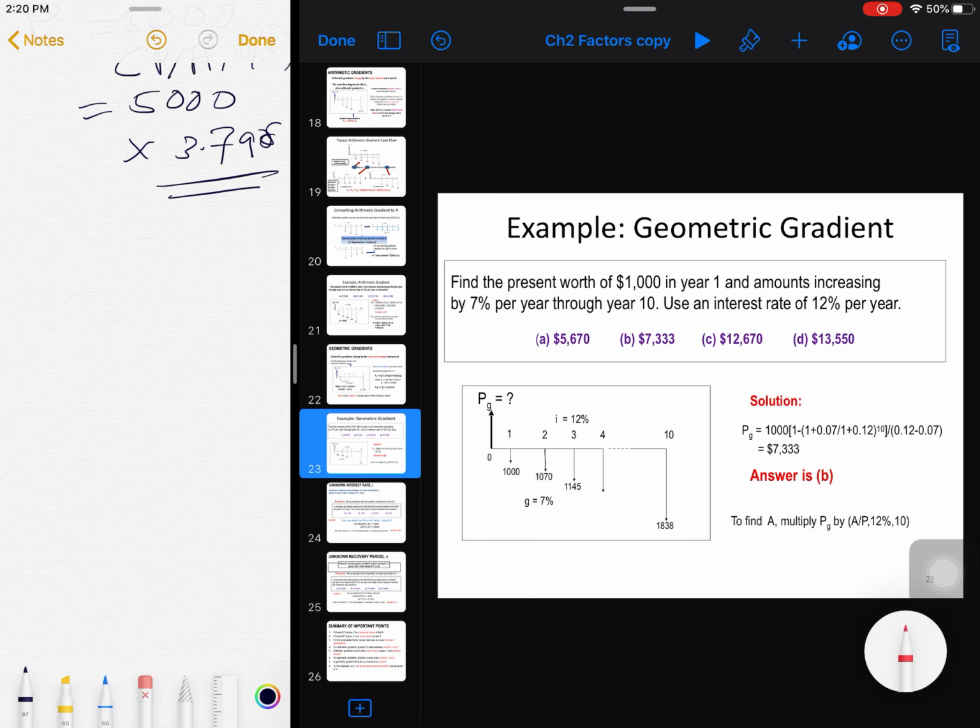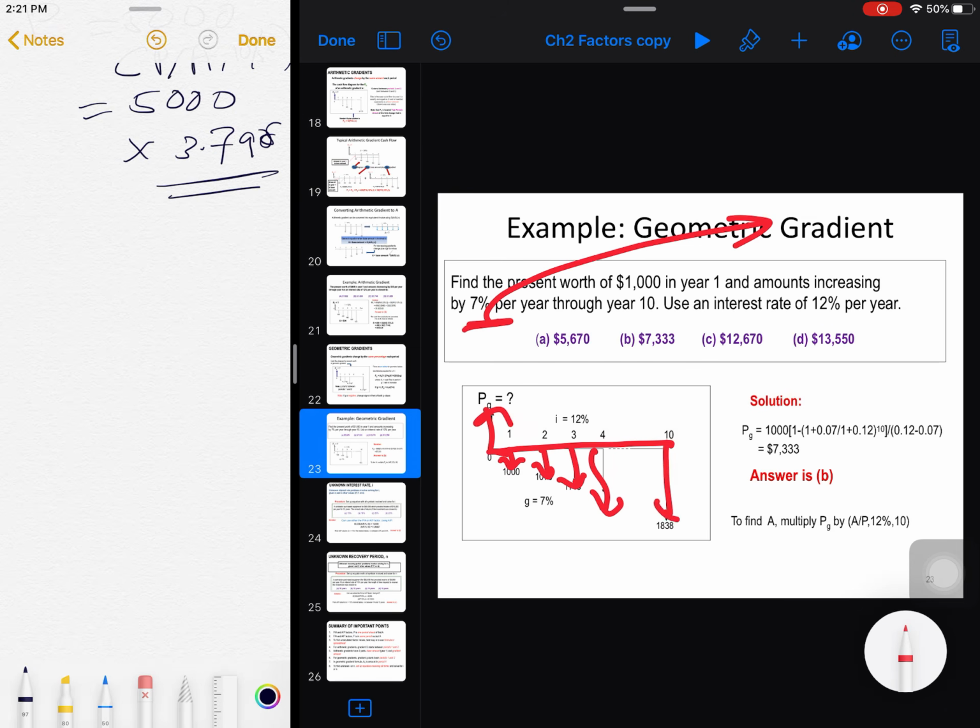Find the present worth of $1,000 in year 1 and amounts increasing by 7% per year through year 10, use an interest rate of 12% per year. Okay, the amount increases by percentage, so that tells us it's a geometric gradient. So the solution is that you must draw a cash flow diagram, finding PG with the first year 1,000, increasing by another 7% on the second year, on the third year increasing another 7% from the second year, and in n equals 4, it increases another 7% from the third year.